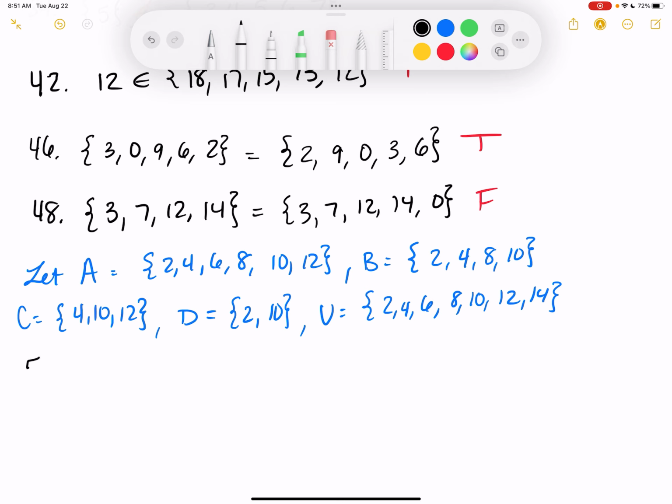So 52 has that C is a subset of U. To be a subset, it basically says that everything that's in C also has to be in U. So is everything in C also in U? Yes. Okay, so this would be true.